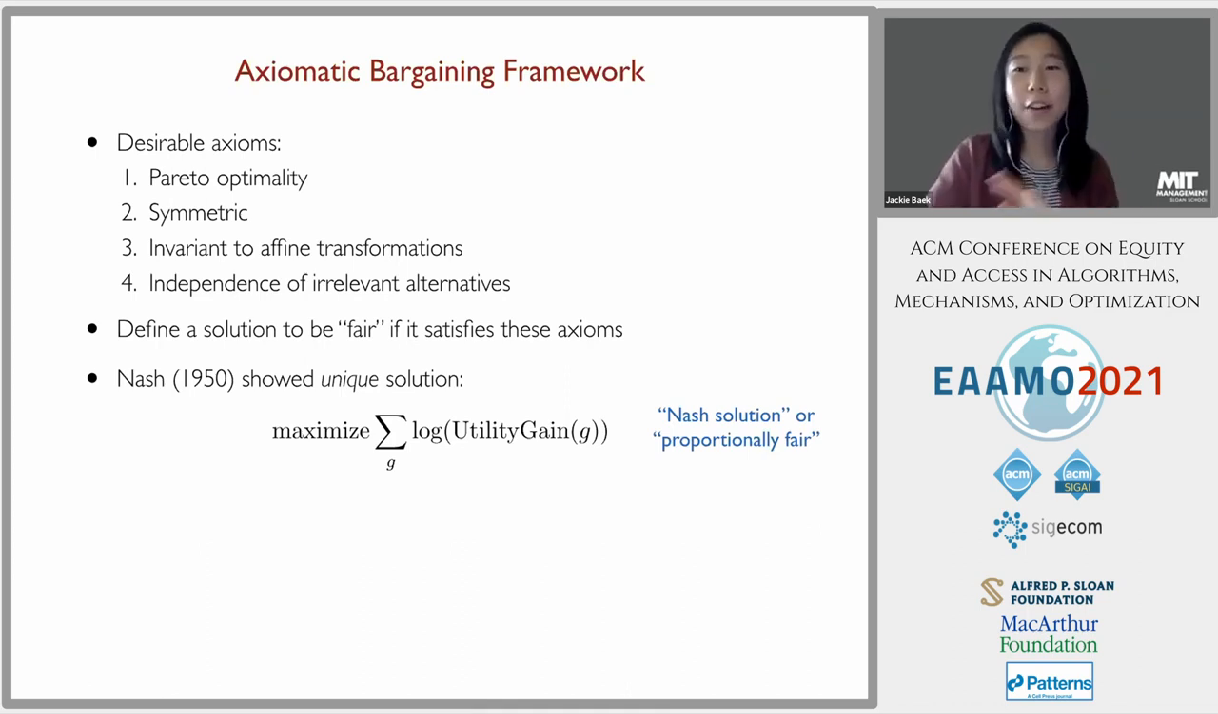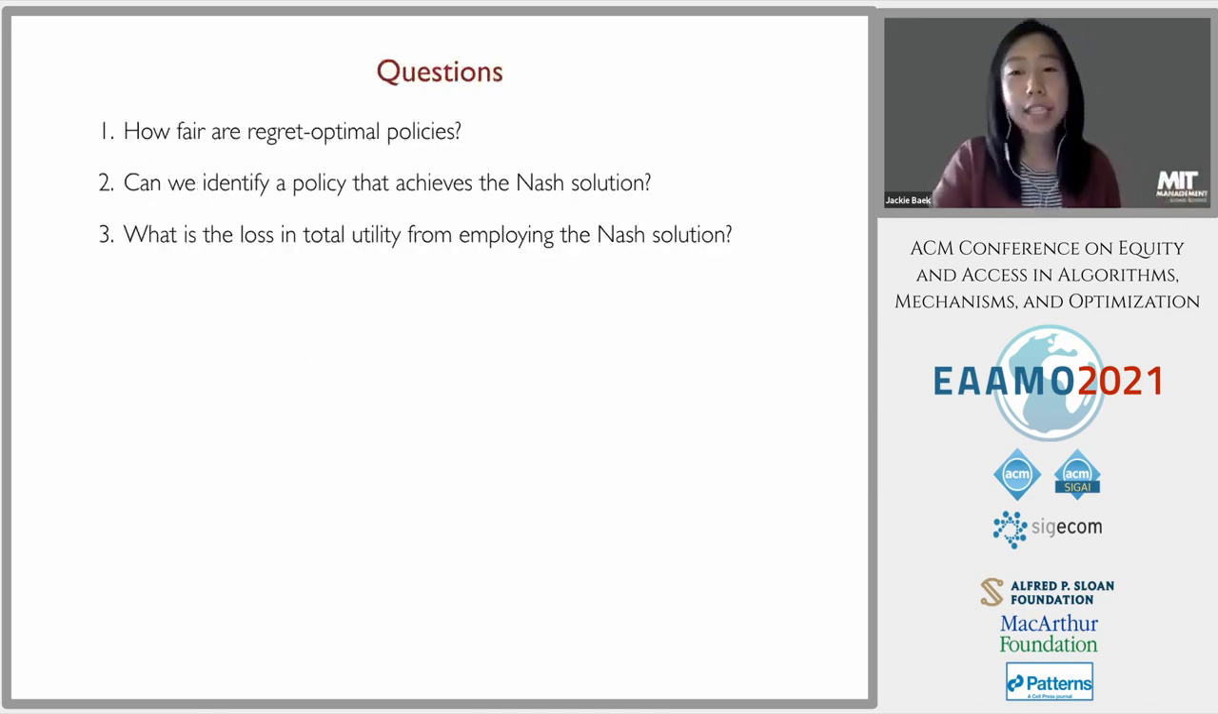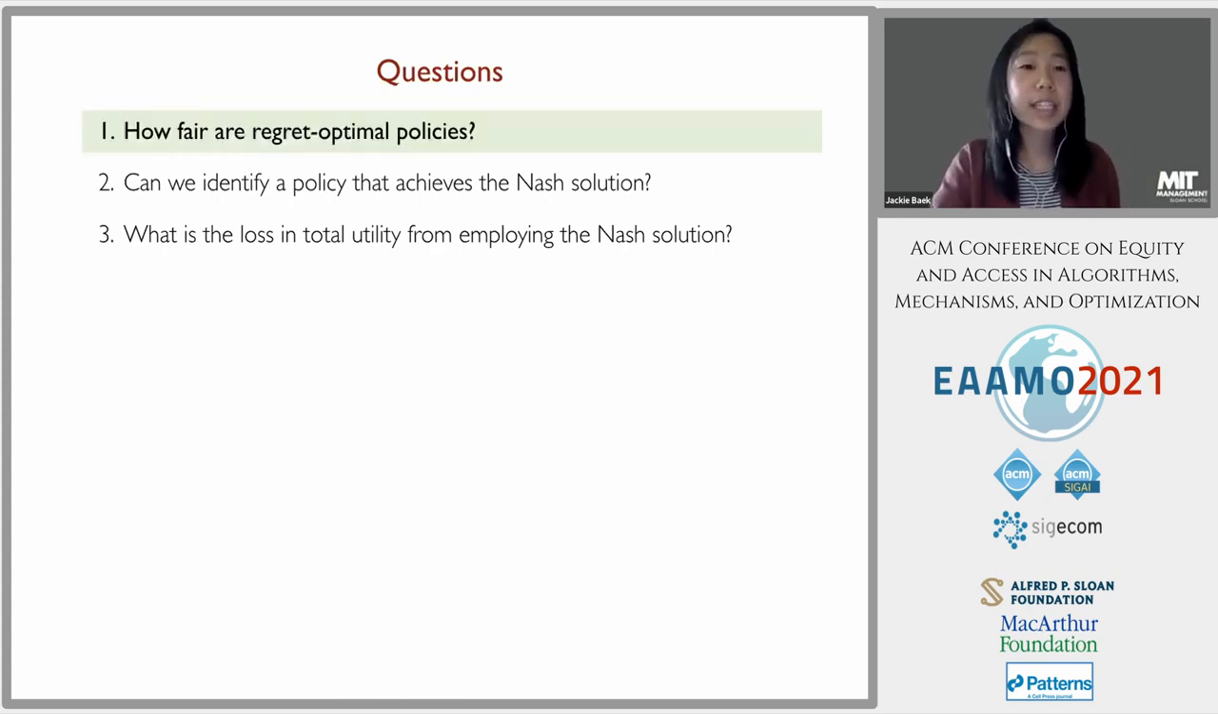Okay, so now we have our fairness definition, and I'm going to spend the remaining 5 minutes of this talk answering these natural questions that arise from our model. So the first question is, how fair are regret optimal policies?